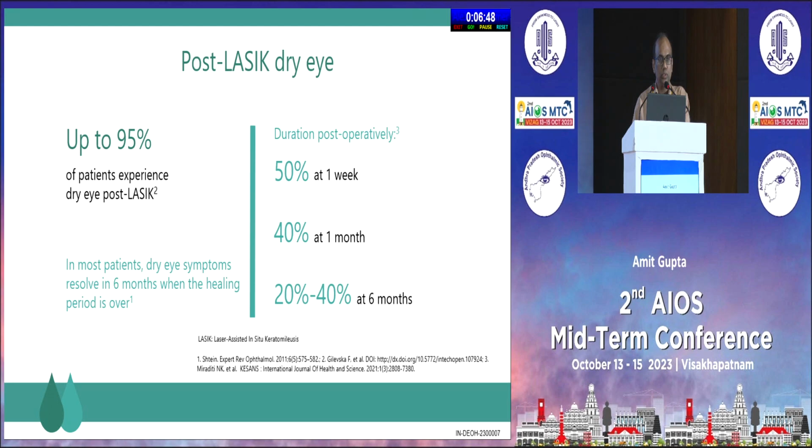It is inevitable, it is a neurotrophic state, because you're cutting sections of the cornea and the corneal nerves. But the issue is that though we think that about 6 months down the line they are okay, 20 to 40% of the patients still persist with dry eye symptoms even after 6 months after surgery.